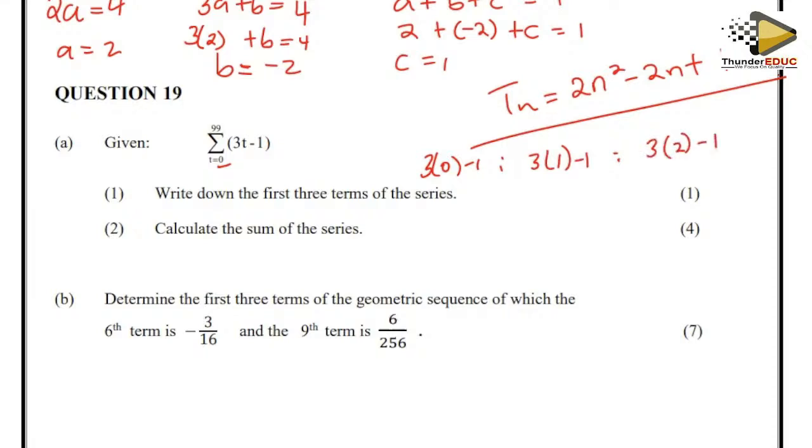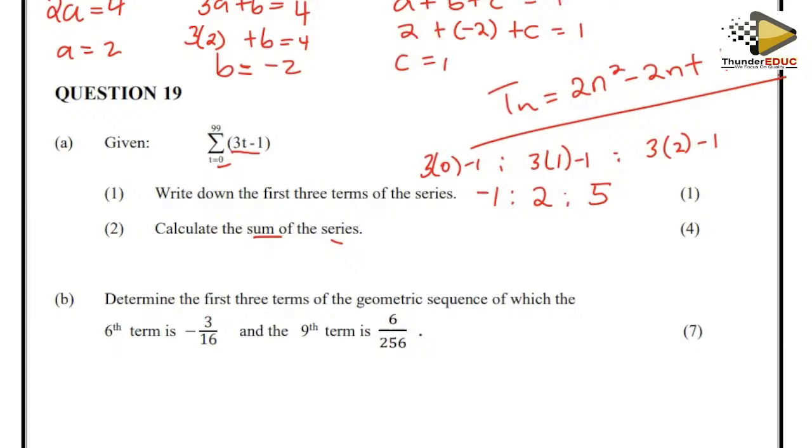So 3 by 0, that's a 0 minus 1. So the first term is going to be negative 1. 3 by 1, that's 3 minus 1, that's a 2. And then 3 by 2 is a 6 minus 1, that's a 5. So these will represent the first 3 terms that they need. Then they need the sum. They want us to calculate the sum of the series. So by virtue of the equation inside the sigma, consider this a linear format.